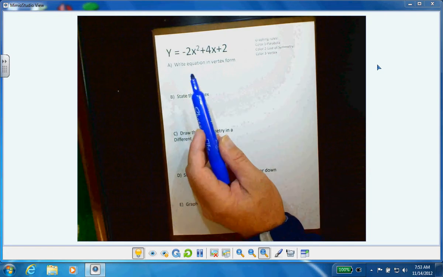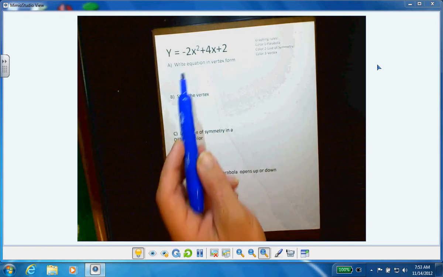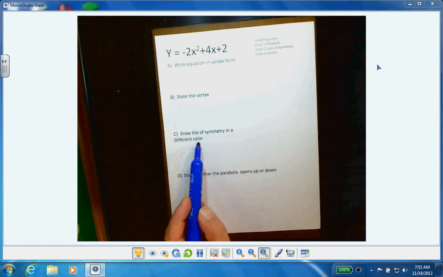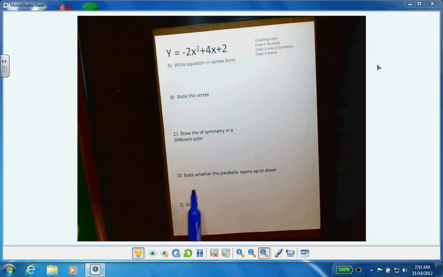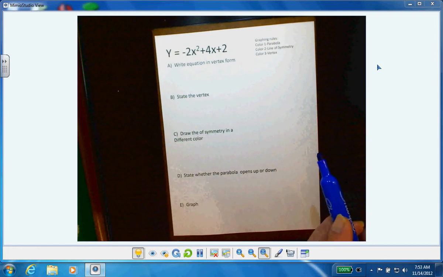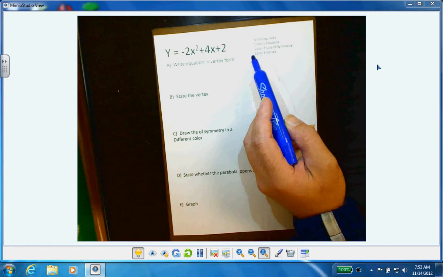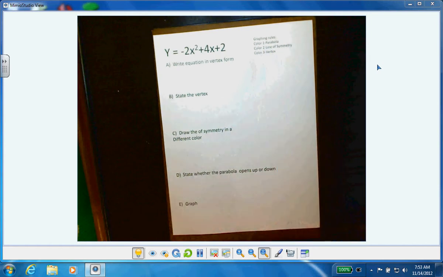Number 1 is write the equation in vertex form, state what the vertex is, draw the line of symmetry on a graph in a different color, and we'll show you how to do that here in a minute. And then state whether the parabola opens up or down, and then graph. When we get to graphing, we're going to use 3 different colors: one for the parabola, one for the line of symmetry, and then one for the vertex.